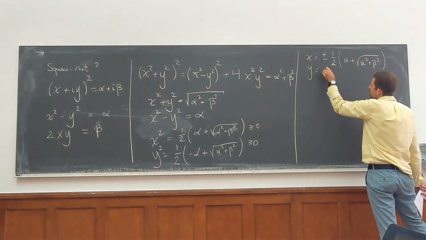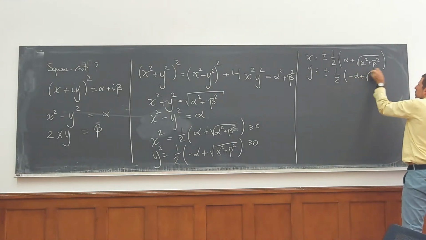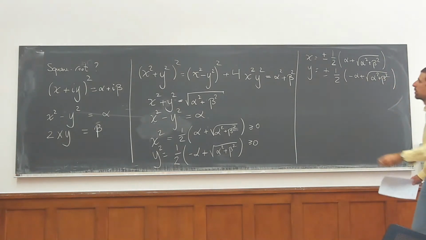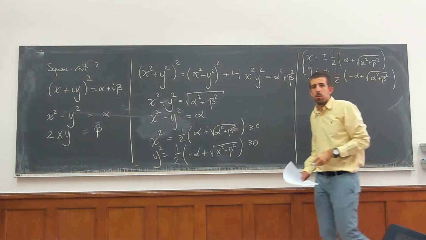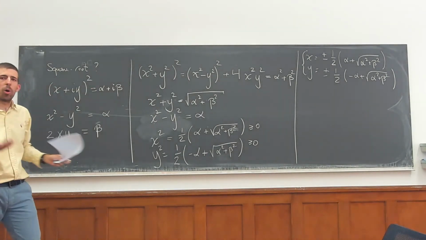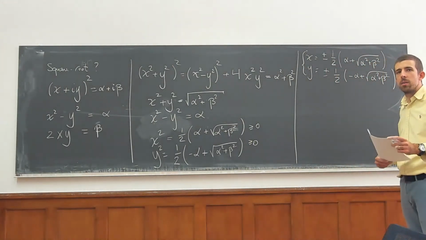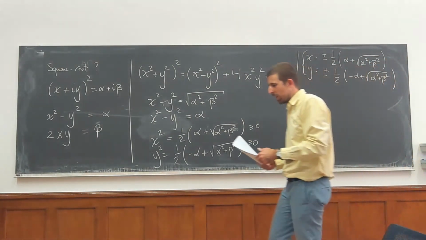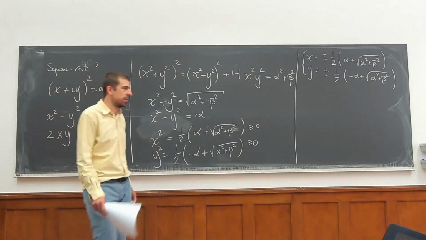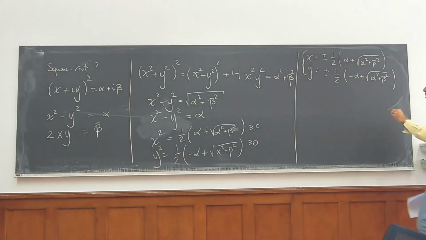And plus or minus. Okay, so how many possible values for the square root do we have? At least what does it look like? It looks like we have 4 possible values.